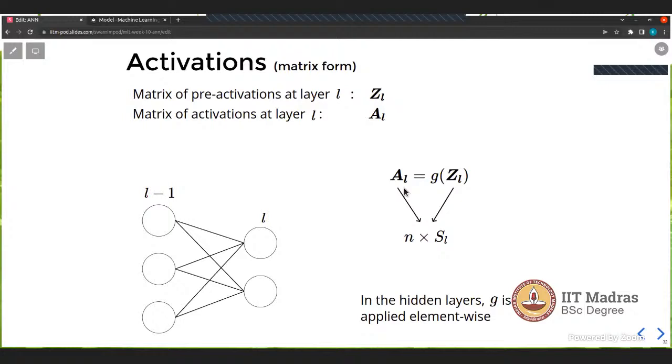Activation is applied element-wise. That is another thing you need to note. Hidden layer activations are applied to each element of a matrix, or if ZL is a vector, then it is applied to each element of the vector.